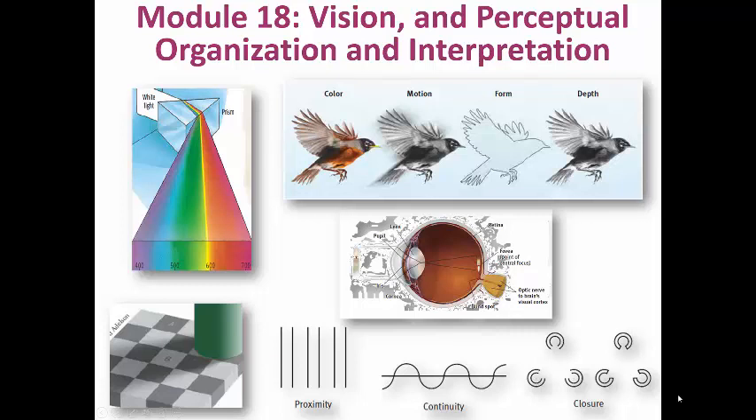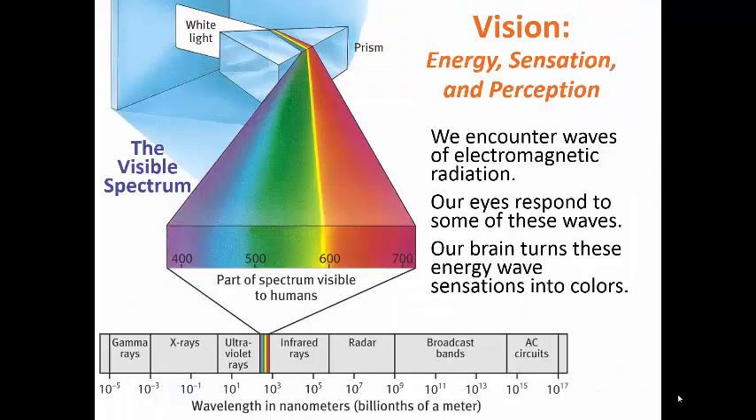Today we're going to be covering Module 18, which is Vision and the Perceptual Organization and Interpretation. This is a really cool chapter, as you'll see some of these visual illusions that we've often seen, and I'll give you some explanation for that.